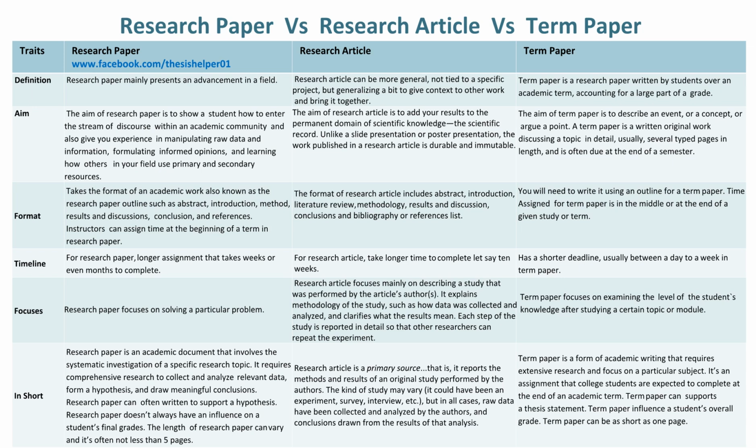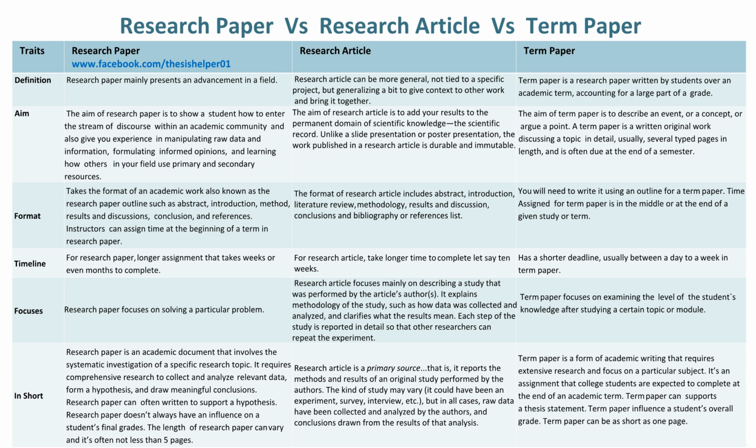Time assigned for term paper is in the middle or at the end of a given study or term. For research paper, it is a longer assignment that takes weeks or even months to complete. Whereas, for research article, it takes longer time to complete, let's say 10 weeks. Whereas, term paper has a shorter deadline, usually between a day to a week.